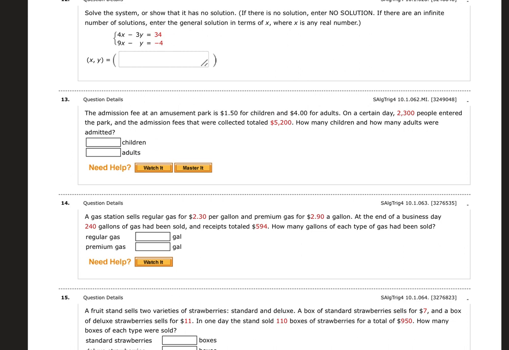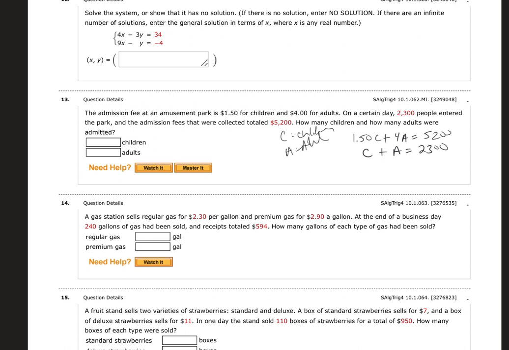I'm just going to show you how to set this one up. This one right here, we're talking about admission fee, and we're talking about how many people. So C is going to be children, and A is going to be adults. And so there's two things I'm going to do here. I'm going to focus on the cost aspect and make an equation that says $1.50 per child plus $4 per adult is going to bring in $5,200 on this particular day. I also can say that this many children and this many adults is going to equal 2,300 people.